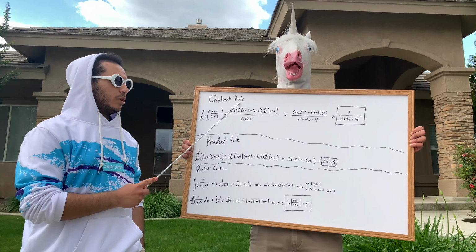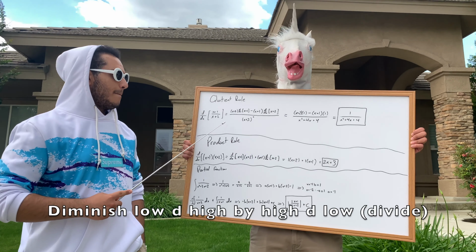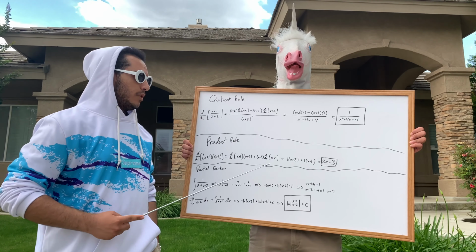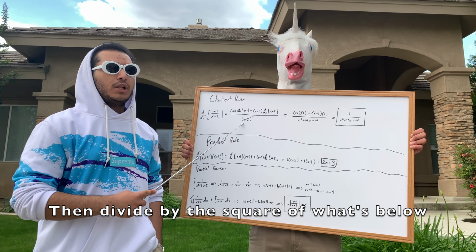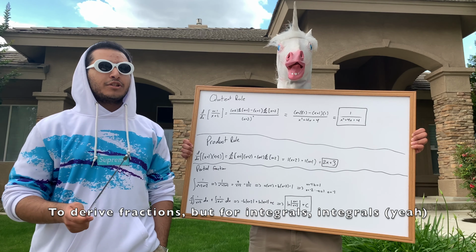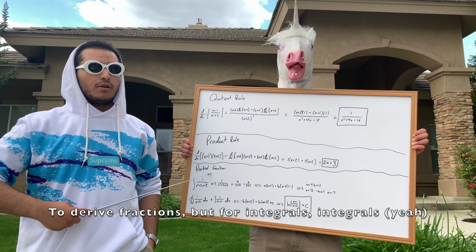Quotient rule. Low D high minus high D low. Then divide by the square of what's below. To derive fractions, but for integrals.